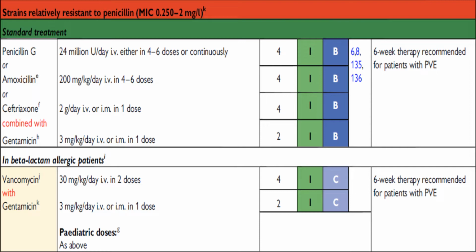However, if the oral streptococci is resistant to penicillin, with an MIC in the range of about 0.25 to 2, we recommend using penicillin in high dose, 24 million units per day divided in 4 to 6 doses for 4 weeks, combined with gentamicin once daily for only 2 weeks. Similar to the previous regimen, a prosthetic valve should extend the duration to 6 weeks. And the same with beta-lactam allergic patients, you have to use vancomycin instead.